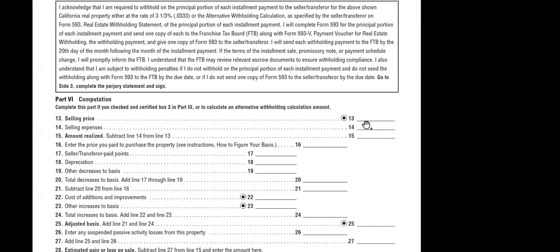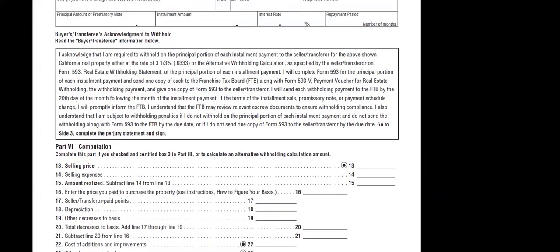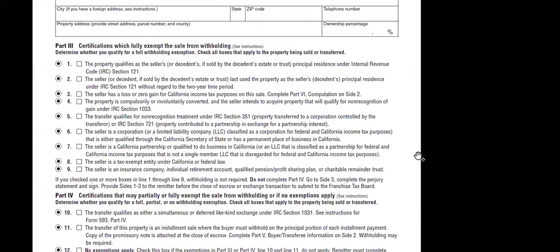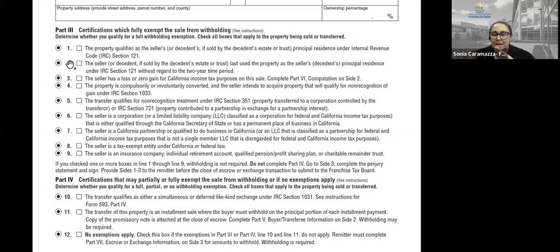Any more questions? Yes, I do have a question about number 2, the one that says that the seller has used the property. The first one qualifies as a private residence. We know that. But the second part, I assume it's because they already moved to another property. No, let me explain the difference.